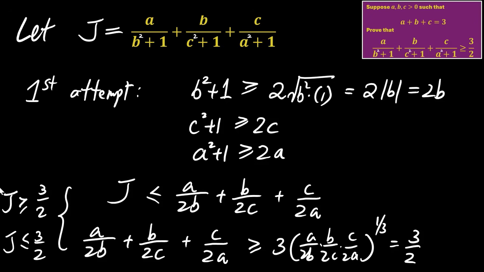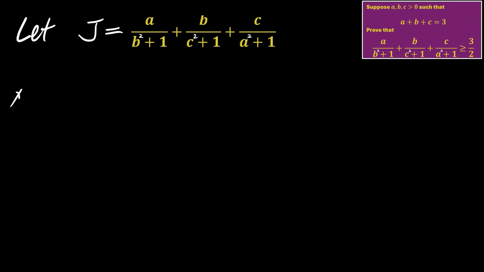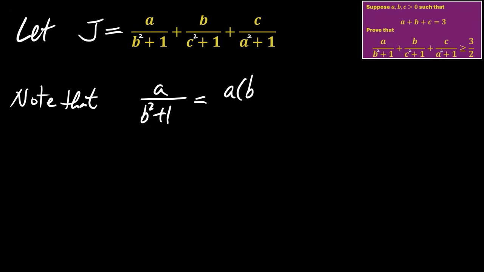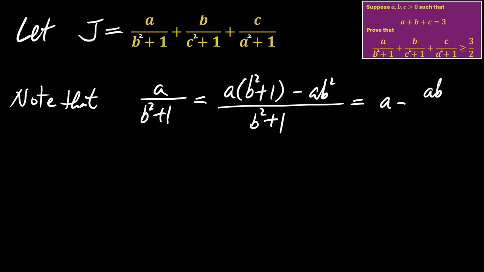We also note that for this attempt, we haven't used the condition that the sum of a, b, c equals 3. Next, we note that a over b squared plus 1 can be written as a times b squared plus 1 minus ab squared, over b squared plus 1. That will give me a minus ab squared over b squared plus 1.